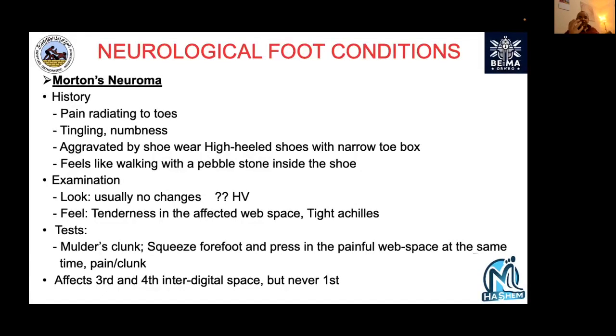And when you compress the toes together, you're just squeezing the web space, and when you squeeze the web space, the neuroma will pop up or down, so you will hear what's called Mulder's click. The Mulder's click will be a sound of a click, and the patient will be complaining of pain. And this happens when you squeeze the forefoot. With squeezing the forefoot, you don't leave a space for the neuroma in the web space, because you tighten the web space, the neuroma will slip up or down, and then the patient will feel pain, and you will hear Mulder's click.